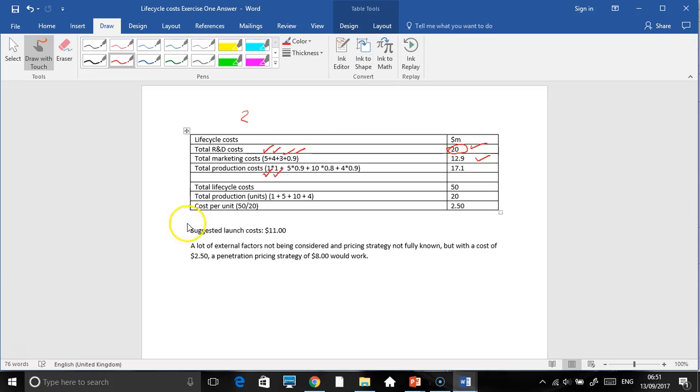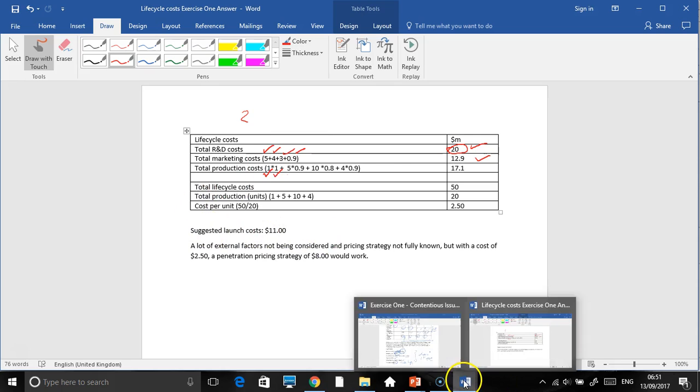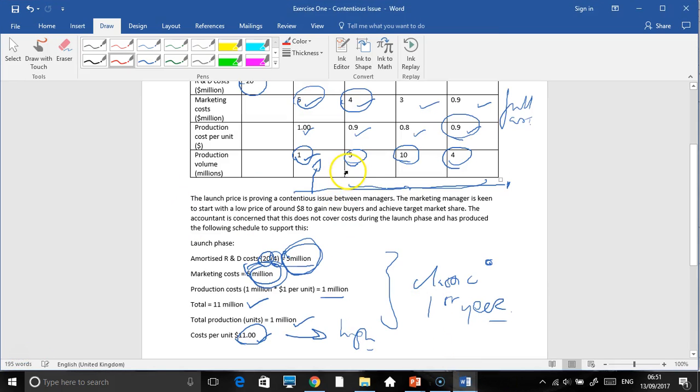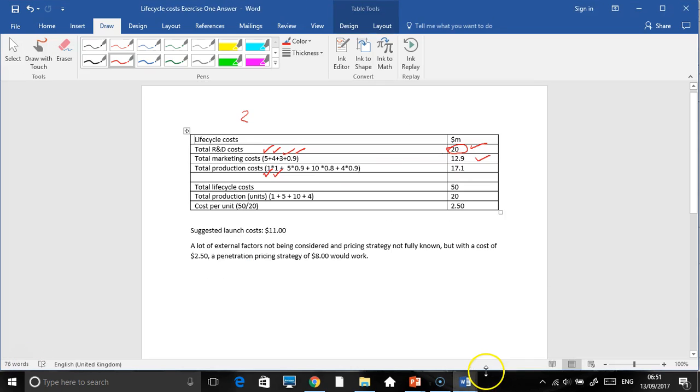Let's quickly go back and see where these figures have come from, so you know where I am. So you can see volume 1, 5, 10, 4. That's the volume. 5 million times 90p, 10 million times 80p, and 4 million times 90p. So you have 17.1 million, as in the cost over the 4 years. And this is the total life cycle cost, by adding all these 3 items together.